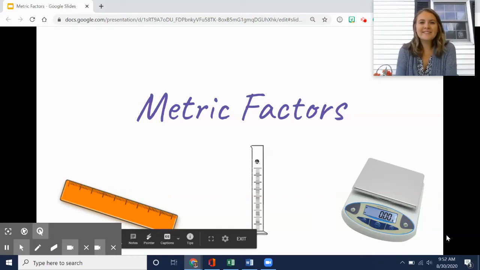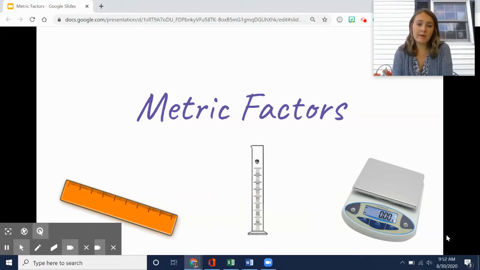Hi, physical science students. In this video, we are going to be talking about metric factors. So up until this point, we learned how to gather information using measurements. We've also learned how to write those measurements as factors and say those factors as English statements.